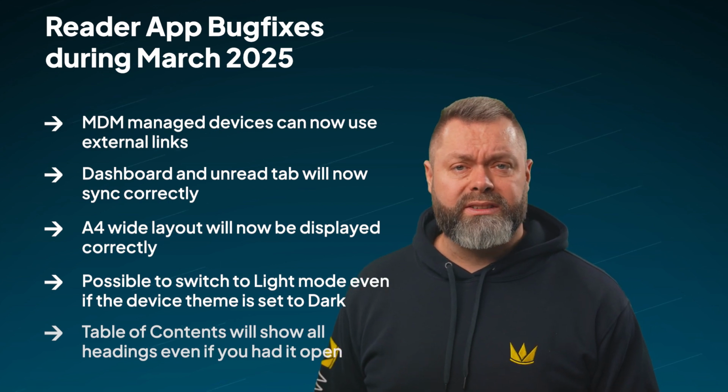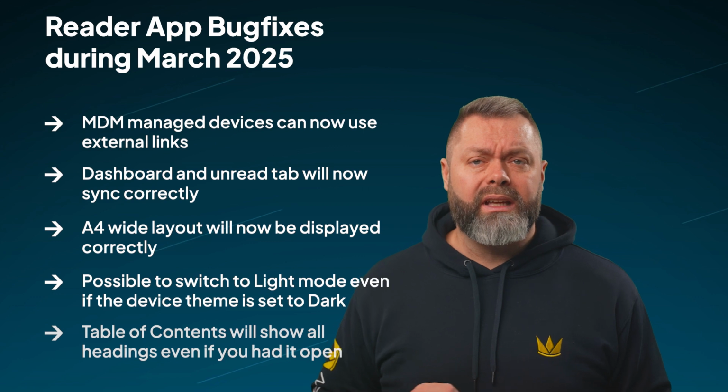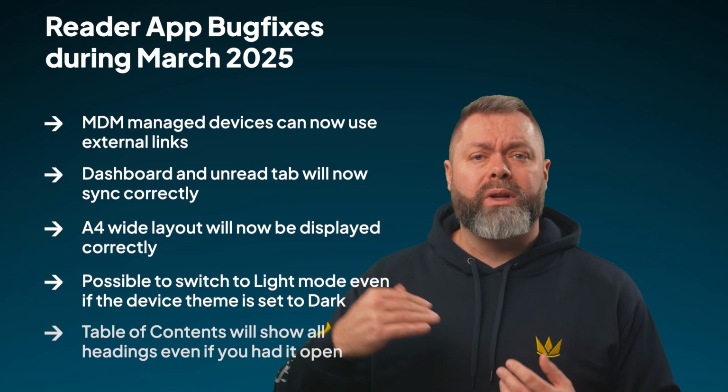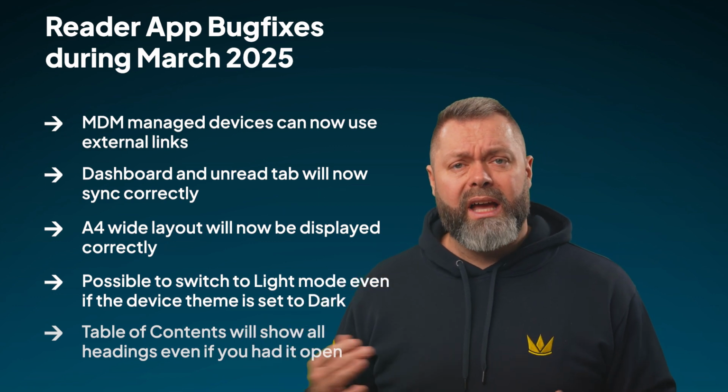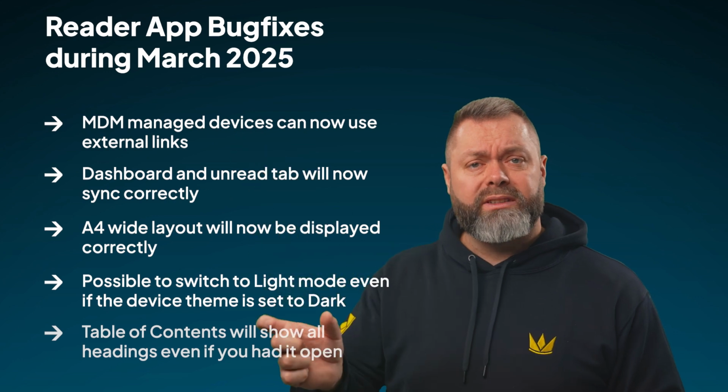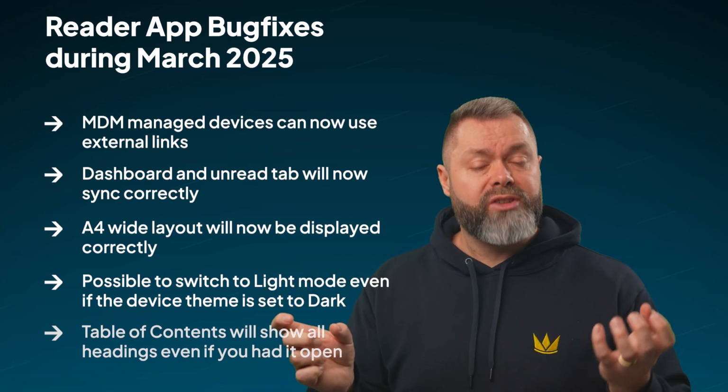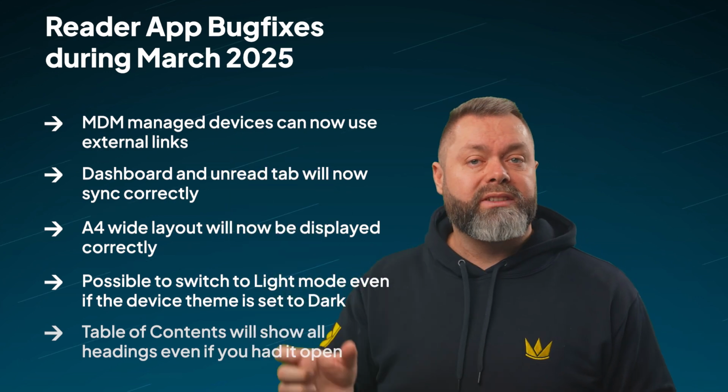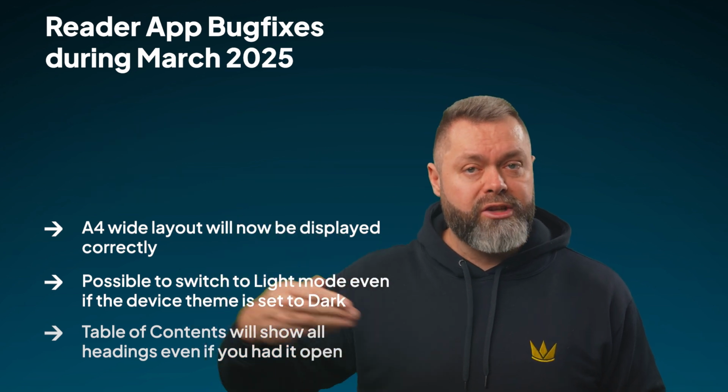The table of contents will show all the headings even if you had it open when downloading a new revision. Prior to that, if you opened up and had the table of contents on the side, downloaded a new revision, and something was changed, then that table of contents in your sidebar would not refresh and update, and now it does.